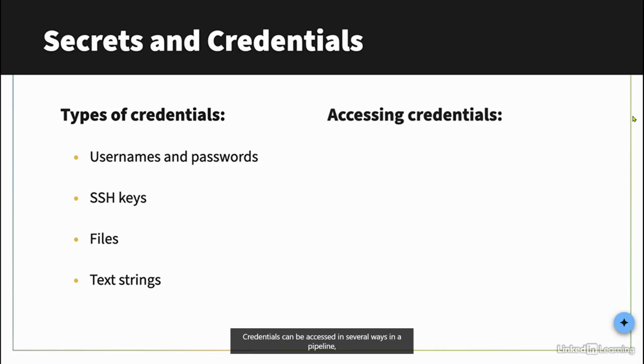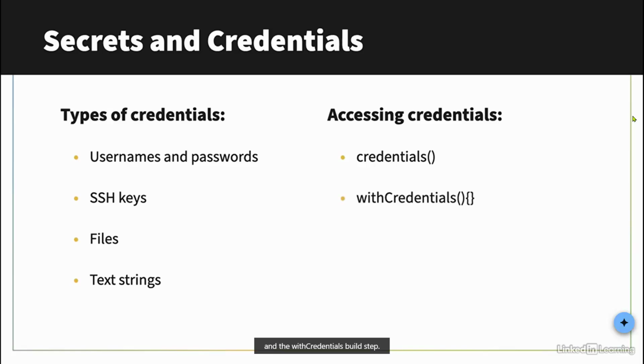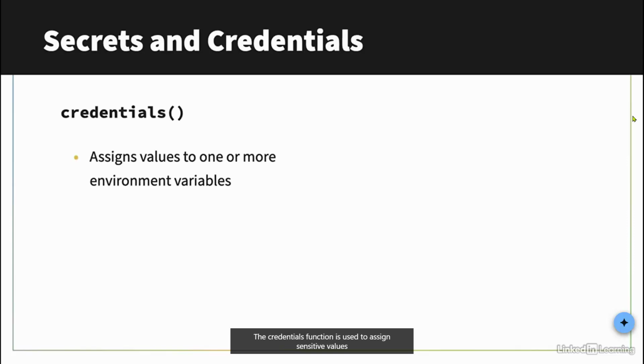Credentials can be accessed in several ways in a pipeline, but the two most common ways are the credentials function and the with credentials build step. The credentials function is used to assign sensitive values to one or more environment variables. It takes the ID of a secret stored in Jenkins as its argument.